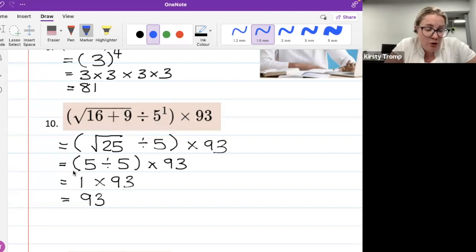Then I open up my brackets again. What's the square root of 25, Kuyantando? 5. 5, good. 5, and I leave my divide and I say the 5, and I close my brackets, times 93. Right, 5 divided by 5 gives me 1 times 93. 1 times 93 is 93.